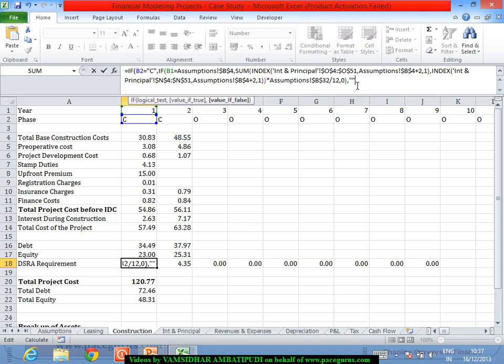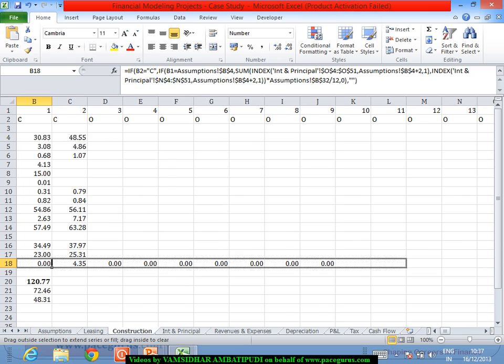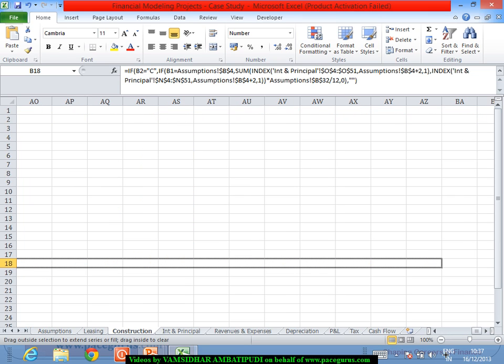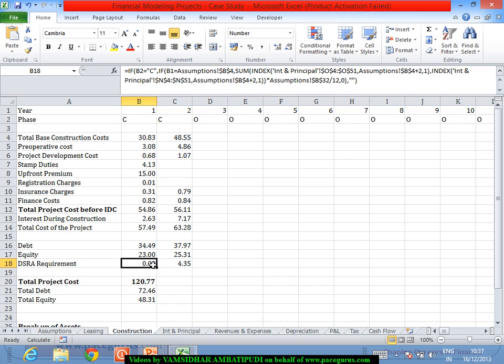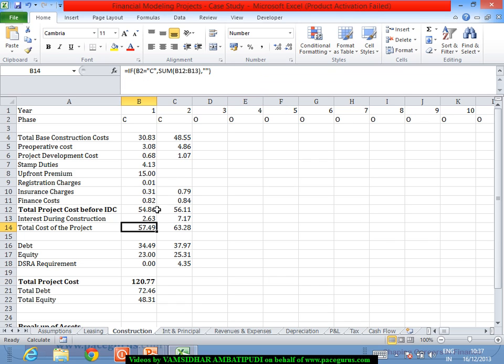Otherwise I will replace it with a blank so that I can drag it much better. So what I'll do, I'll drag it across for the DSRA requirement across all the periods. That is something that is getting newly introduced now for me. Now even this will get added as a part of my project. So I am summing up B12 to B13, and along with that I will also sum up the DSRA requirement. Now because of this, the project cost has gone up here, and the same logic when I am turning it here, the DSRA requirement is going up, which is resulting in the cost of the project going up.